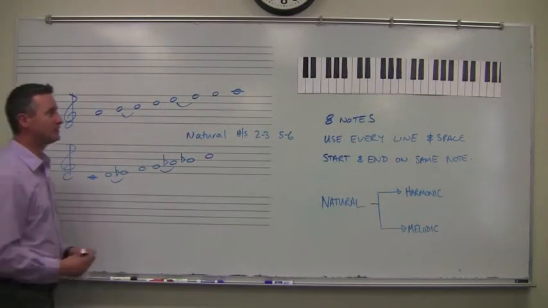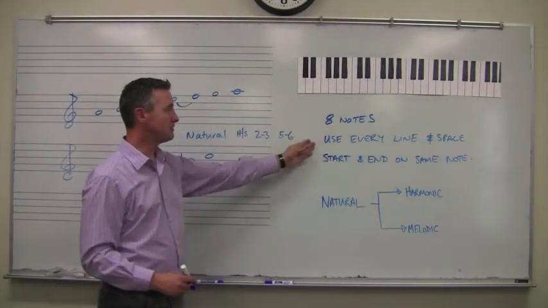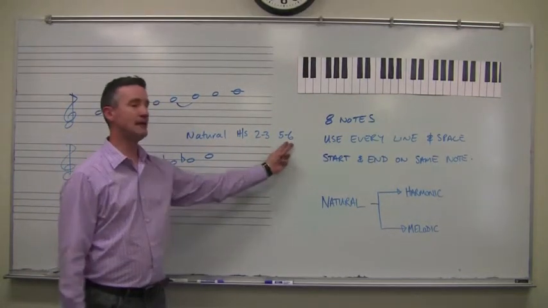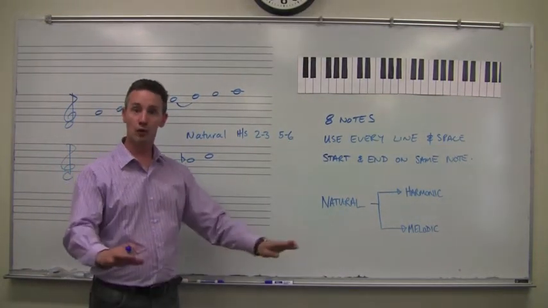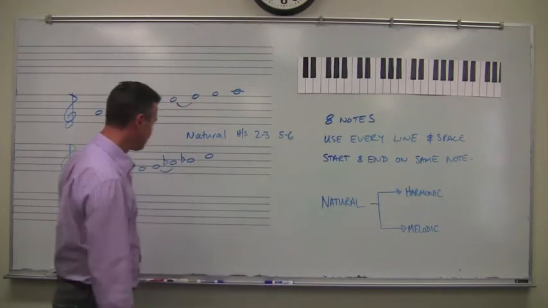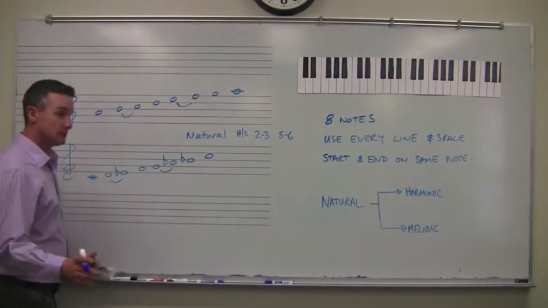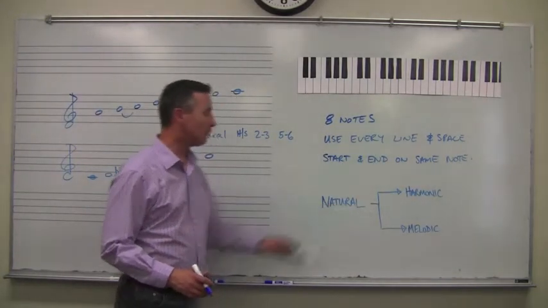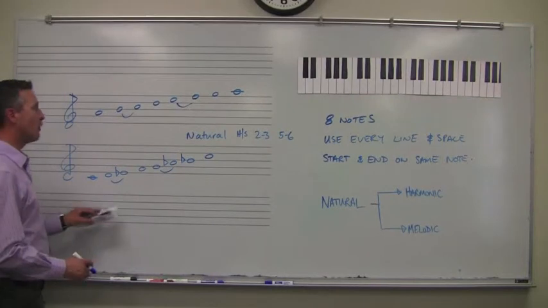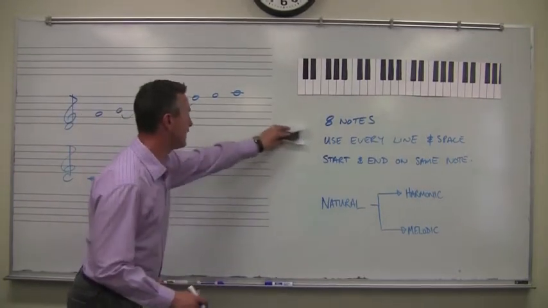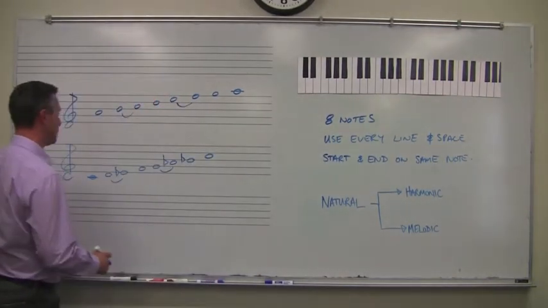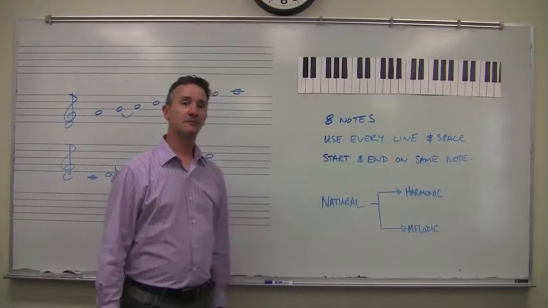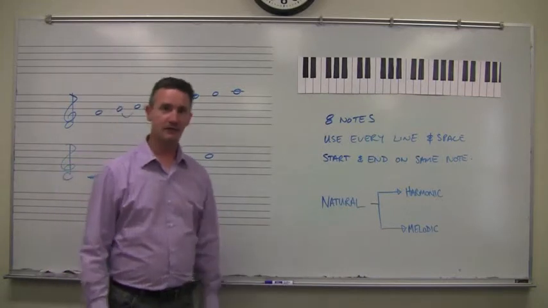It's C natural minor scale because it uses 8 notes. It uses every line and space. It starts and ends on the same note, and it has half steps between 2 and 3 and 5 and 6. We're all good on that. Now, what you do need to know is that this is not, as I said earlier, the only form of the minor scale. So the question becomes, how do we create the harmonic or the melodic versions of the minor scale? Now, let's be clear on one part of this.